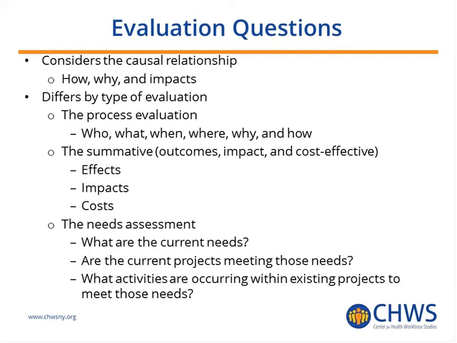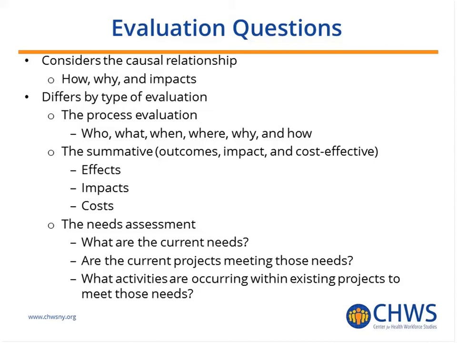So once you've developed your evaluation purpose statement, the next thing you want to do is your evaluation questions. In this case, you're starting to consider a causal relationship. What are you looking at? What leads to what? It does differ by the type of evaluation. Obviously, if it's a process evaluation, you care more about the activities and the process, and you're asking who, what, when, where, why, and how. What happened? Why did it happen? You don't necessarily care about the outcomes, but you care about the process.